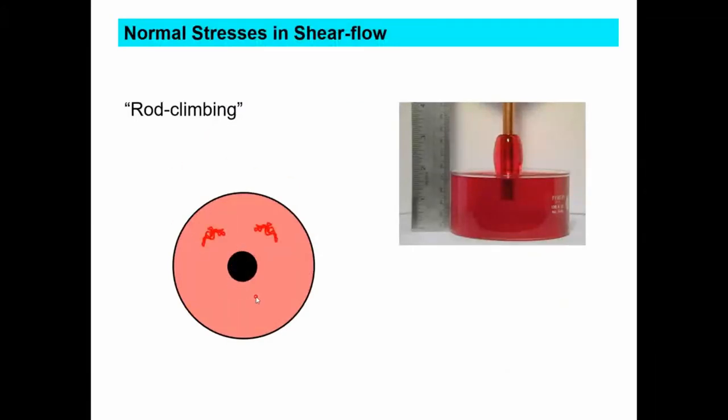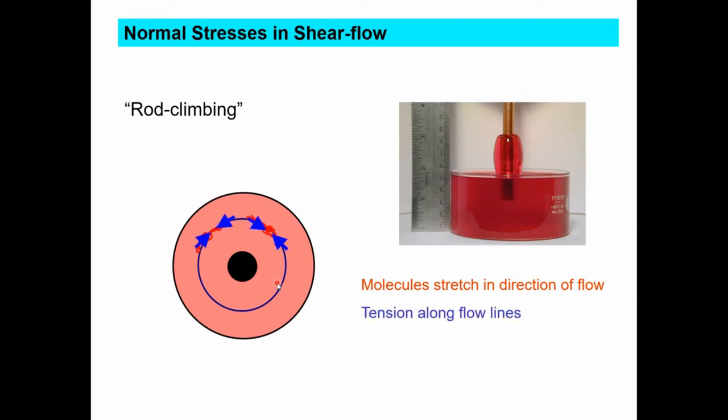And in terms of what's happening with the polymers, it's really the fact that they're getting stretched in the direction of flow. If you want a way of thinking about that, you can think of it as essentially having tension along the streamlines. And that's quite a useful way to think about it. If you think about the streamlines as being like elastic bands, then of course they'll push the fluid in towards the center. And that's exactly what you see in this rod climbing experiment.